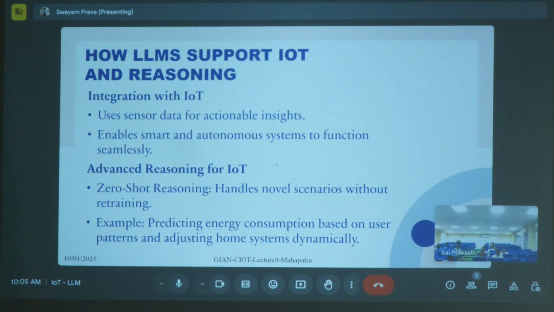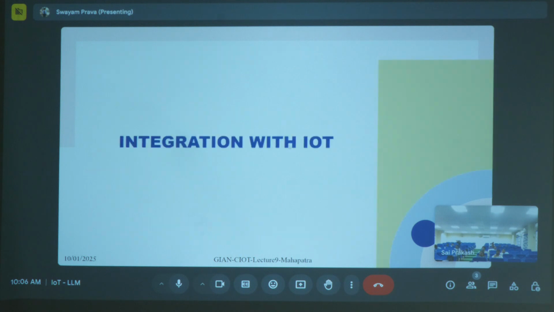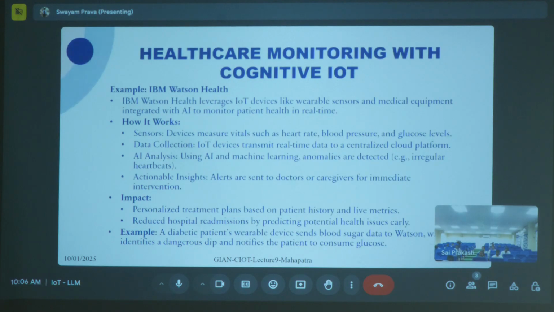An example of this again would be predicting energy consumption based on user patterns and adjusting the home systems dynamically. Now let's dive into a real-world example of IoT integration, which will be healthcare monitoring powered by cognitive IoT.